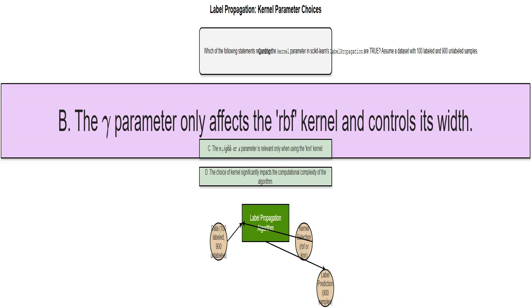This statement is true. The gamma parameter is specifically for the RBF radial basis function, kernel. It controls the width of the Gaussian function, a bell-shaped curve, that the algorithm uses to measure similarity between data points. A higher gamma means a narrower curve, focusing on only very close neighbors.